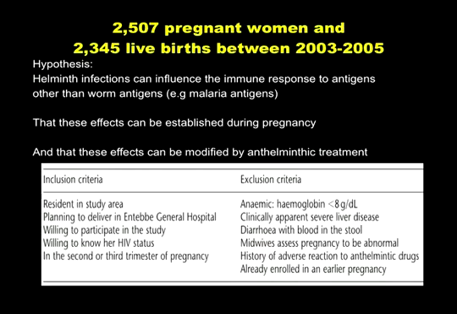Key areas for inclusion criteria were that the mothers were resident in the study area, they were preparing to deliver at the ENTEBBE General Hospital, and willing to participate in the study. The exclusion criteria key areas were that the mother didn't have a severe anemia, and that they didn't have apparent symptoms suggestive of liver disease, which might be related to chronic or severe helminth infection. In addition, mothers were only enrolled for one pregnancy in this trial.